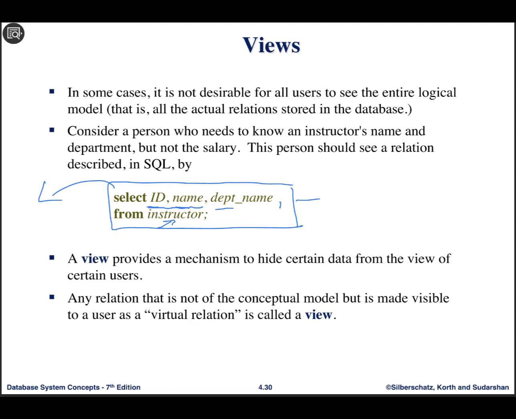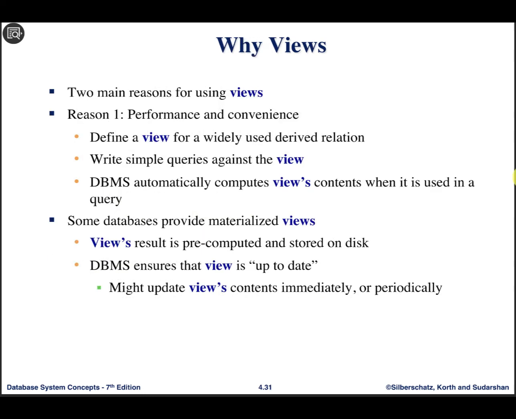So you can define what's called a virtual table or virtual relation, call this virtual relation a view, and assign user access to this view instead of the entire table or relation. We can summarize the reason why we need a view. First, performance and convenience. Instead of accessing the entire data every time you perform a query, you can create a view and allow the user to perform the query against this view.